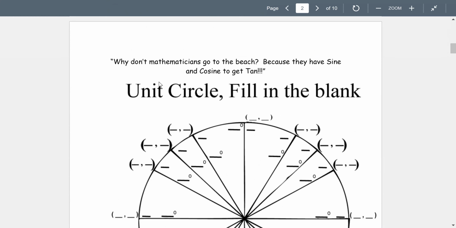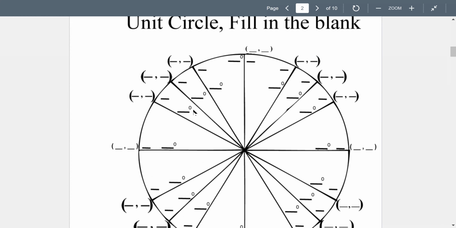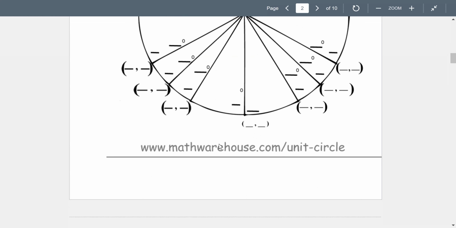The first question is unit circle, fill in the blanks, which you can find on Canvas. All you need to do is look at those angles to see how it changes from 0, 30, 45, 60, all the way back to 360. Just read that graph, memorize it.